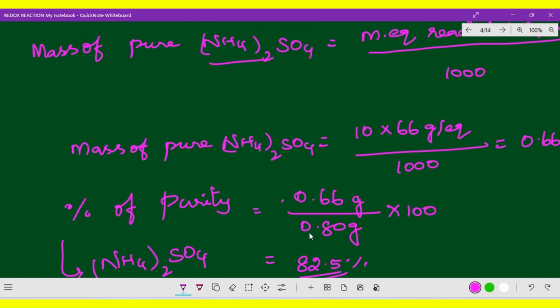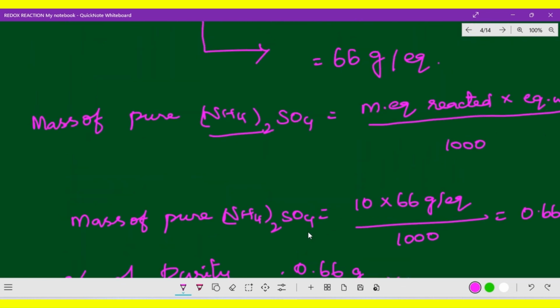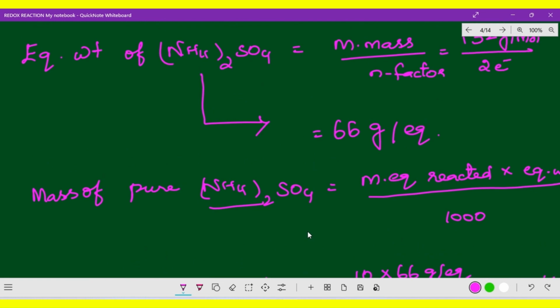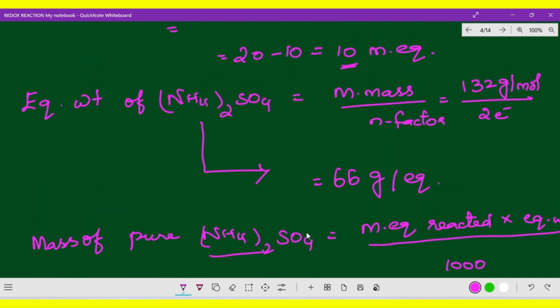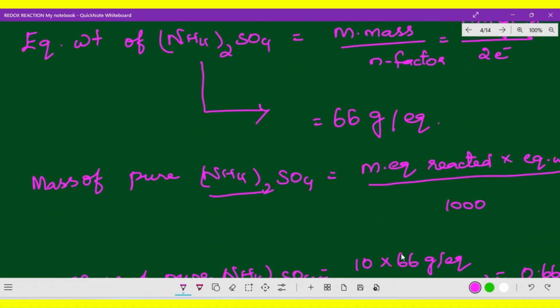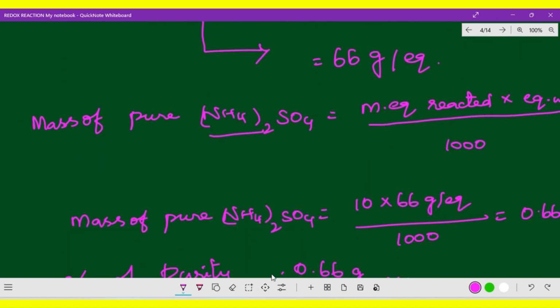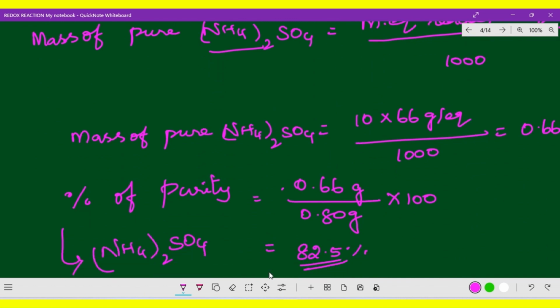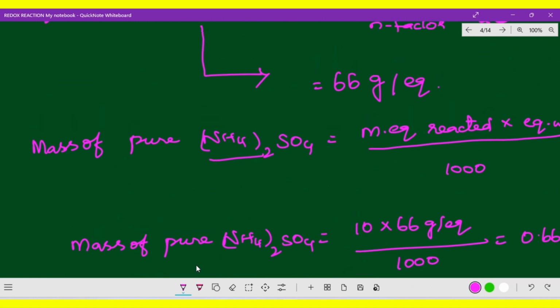Now you know how to identify the equivalent of a substance: volume into normality. That is the way you have to do it. Equivalent weight, if they are asking, is molecular mass divided by the n-factor. Suppose they give such kinds of questions, you have to find the total amount minus how much has reacted, so that you get the purity of that substance, and from there you go for mass percentage. Mass purity or mass percentage.